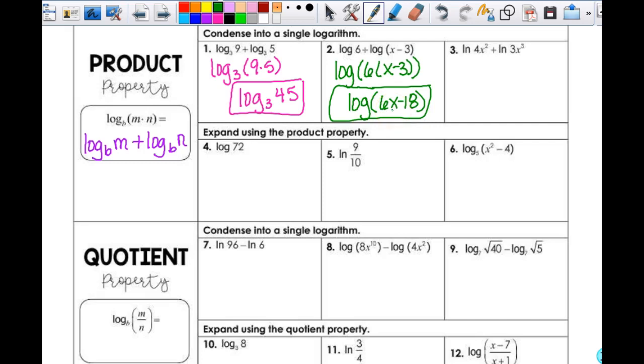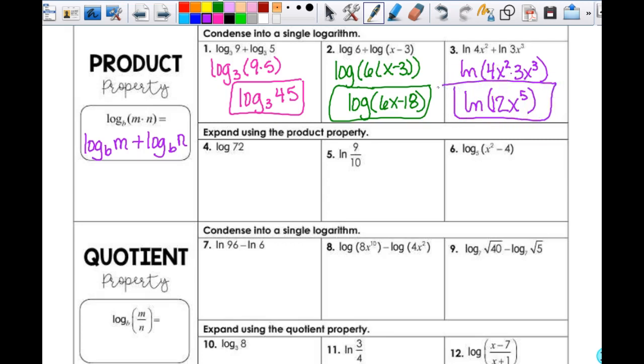Right? So then this one, I have the same base because it's natural log, so my base is e. So this becomes a natural log of 4x squared times 3x cubed. So then when I multiply those, I get the natural log of 12x to the what? 5th. You add your exponents when you multiply the bases. Good. 12x to the 5th. Okay, everybody good on that?